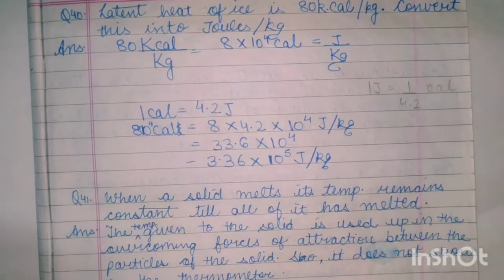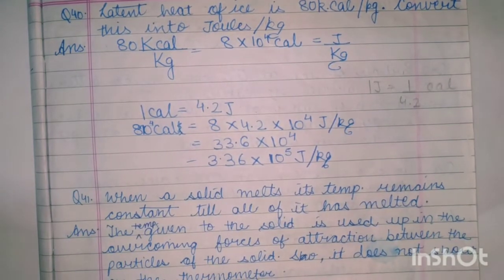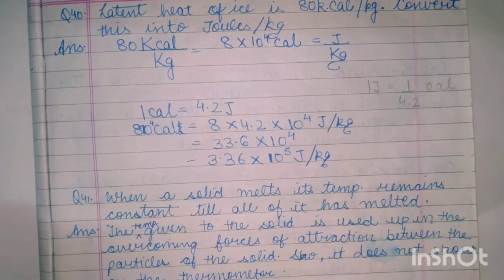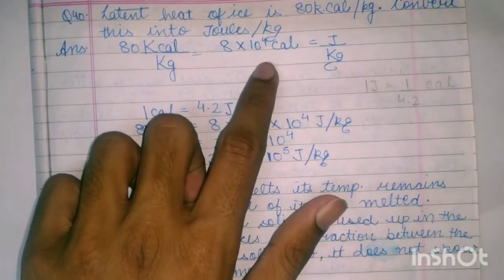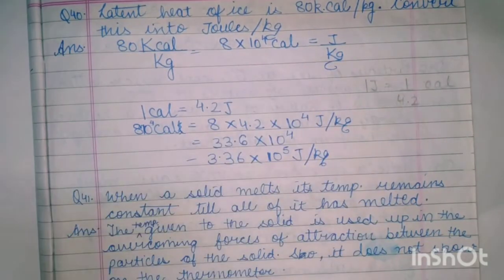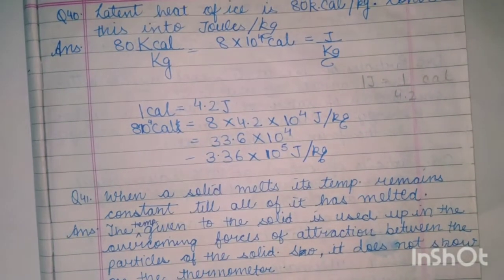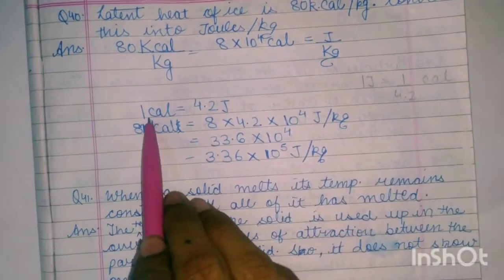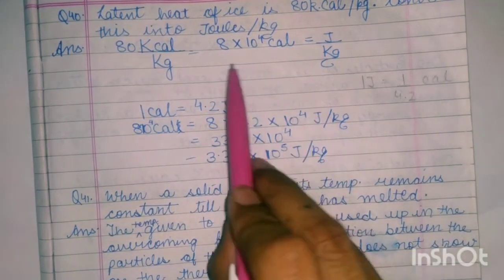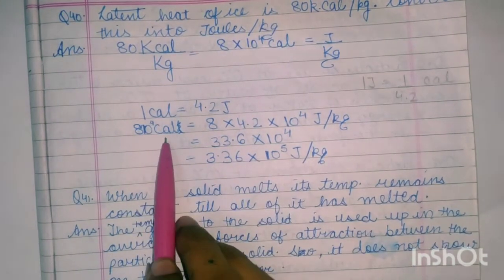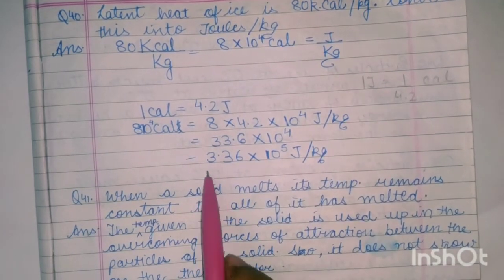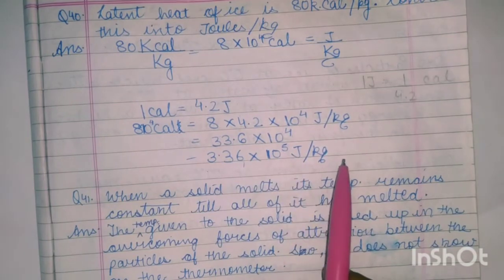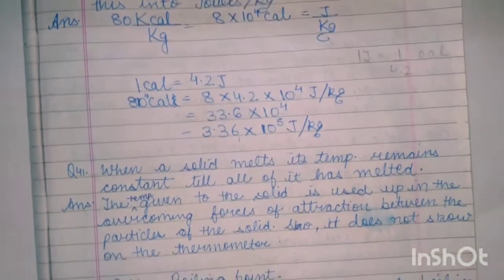Latent heat of ice is 80 kilocalorie per kg. Convert this into joules per kg. You know what latent heat is, joules upon kg. So 80 kilocalorie upon kg equals 8 into 10 raised to power of 4 calorie, that is J upon kg. I've converted 80 kilo into 8 into 10 raised to power of 4. You all know 1 calorie equals 4.2 joules. So 8 into 10 raised to power of 4 calories will be equal to 8 into 4.2 into 10 raised to power of 4 joules per kg, that is nothing but 3.36 into 10 raised to power of 5 joules per kg. Very simple.